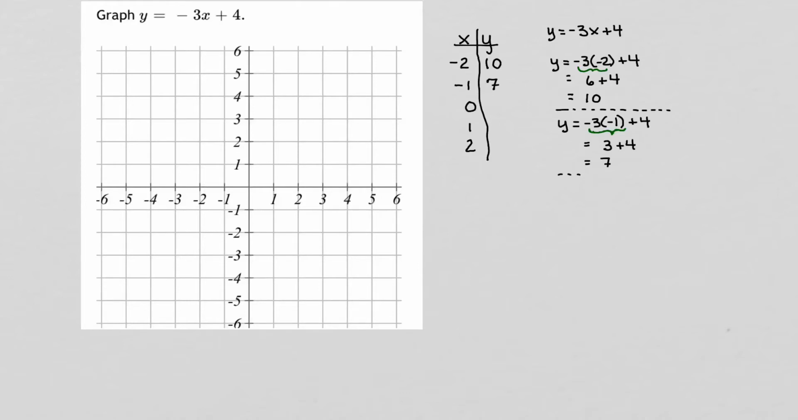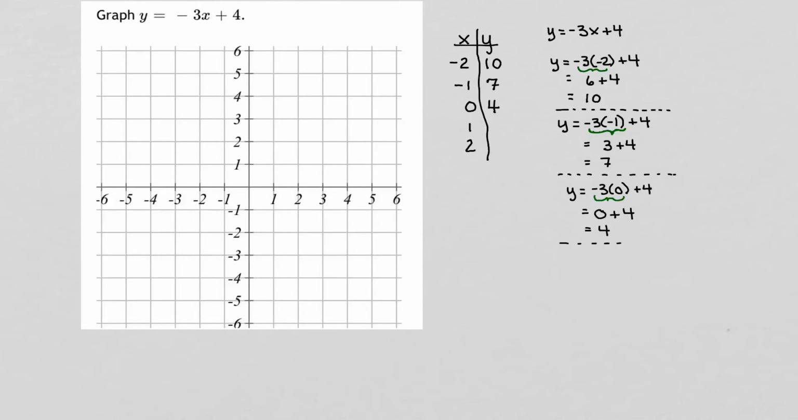All right, let's get the next one. This time x is 0. So we have y equals negative 3 times 0 plus 4. Negative 3 times 0 is simply 0. So we have 0 plus 4, and 0 plus 4 is just 4. So when x is 0, y is 4, and we'll do 2 more points.